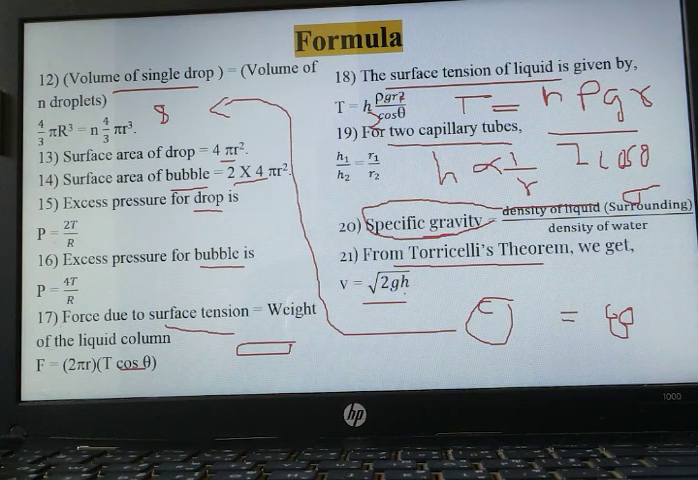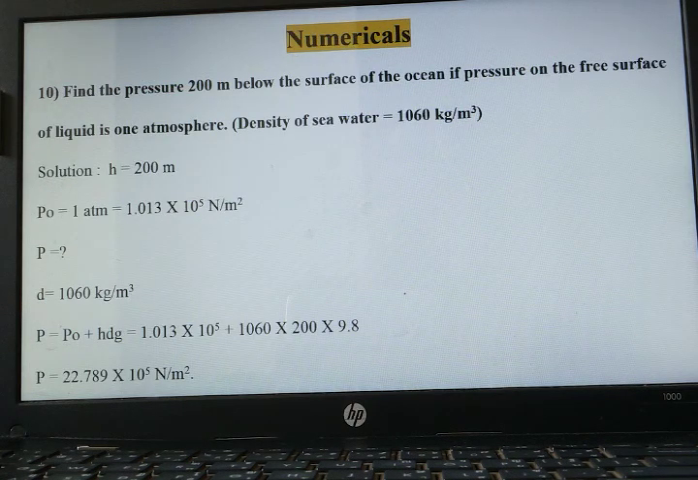Velocity is equal to root 2gh. So let us start with the first numerical. Find the pressure 200 meter below the surface of the ocean if the pressure on the free surface of the liquid is 1 atmospheric pressure.